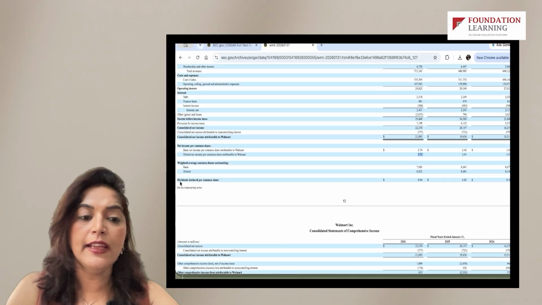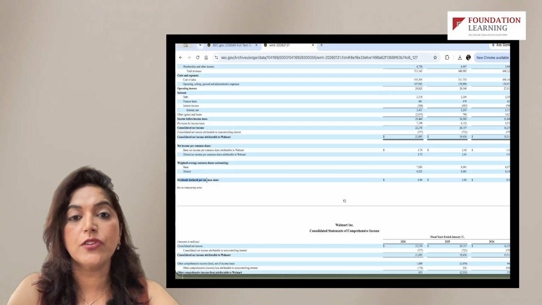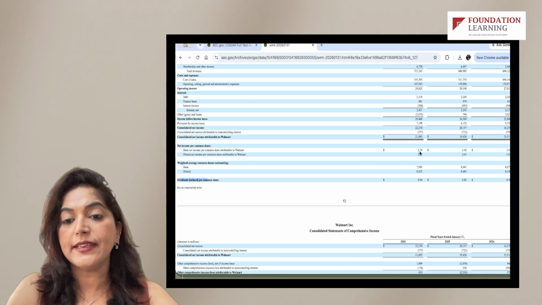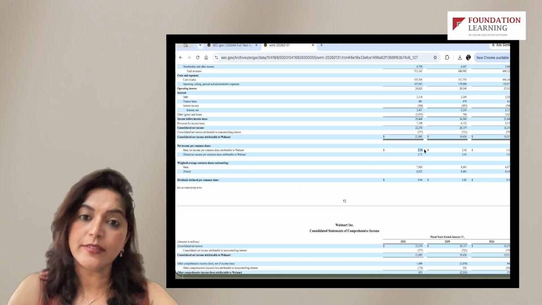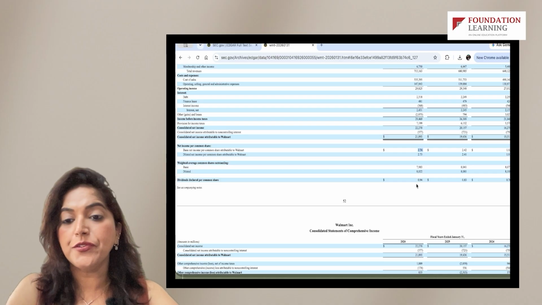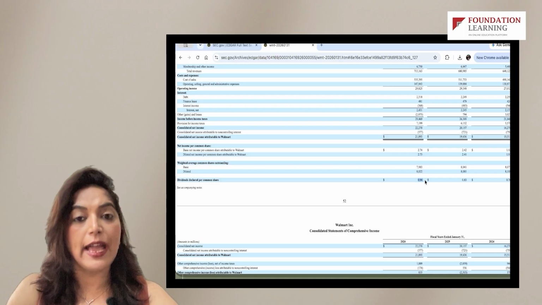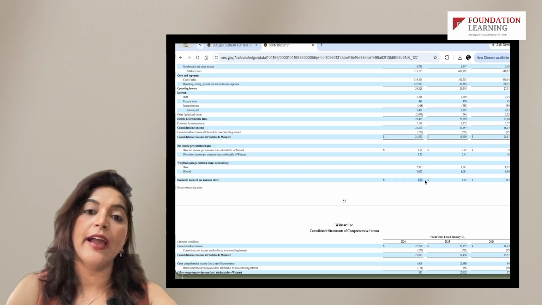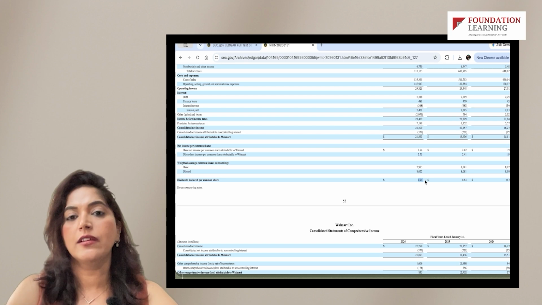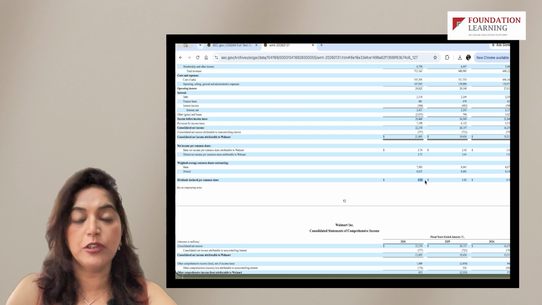On top of that, they have also given us the information of dividends declared per share. So basic earnings per share was $2.74. If you see, the dividend which was actually paid is $0.94, not really one full dollar.